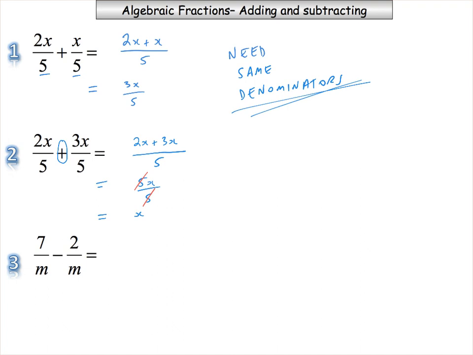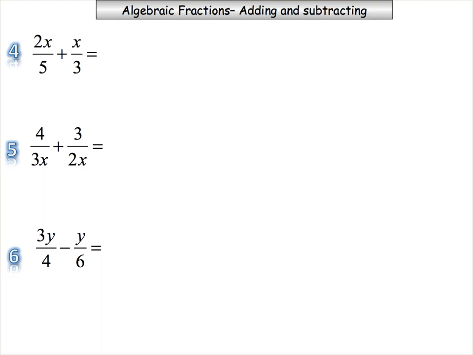And our third one, we have a denominator of m, and then we just subtract, because we have a takeaway now, this 7 and the 2. 7 take away 2 is 5, keeping the denominator the same. So when we have the same denominator, there's no need to convert each fraction. And when we have different denominators, like we have here, we need to obviously make them the same.